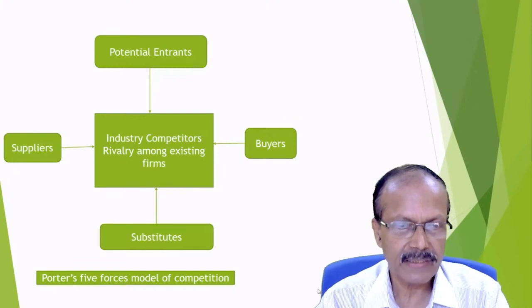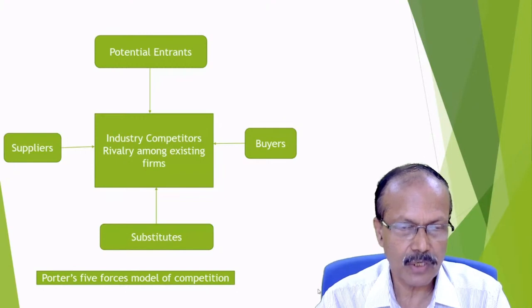depending on how many alternate choices are available to the consumer to switch over. The more the substitute products, the less will be the impact, and vice versa. Similarly, the more vendors supplying raw material, the less will be their impact, and vice versa.